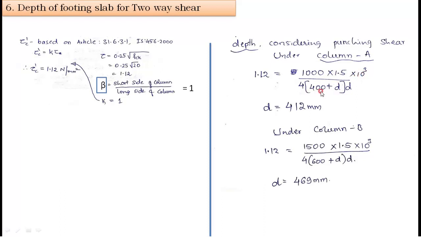Perimeter is what, 400 is the column dimension, plus d by 2 on the left side, d by 2 on the right side. Like that on all four sides you will have 400 plus d, that is 4 times (400 plus d). D is unknown here, you will get d as 412 mm. Like that for column B, 1500 is the column load into 1.5 into 10 raised to 3, and here the column dimension is 600 plus d, therefore you will get 469 mm.